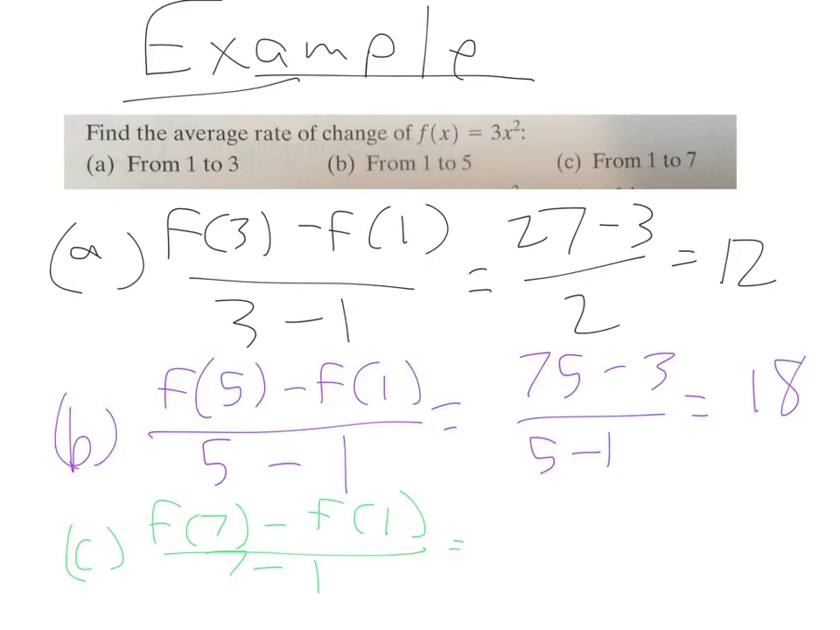Now for part C, you'd have f of 7 minus f of 1 all over 7 minus 1. F of 7 would be 7 squared, which is 49, times 3, which is 147, minus 3 all over 7 minus 1, which is 6. 147 minus 3 is 144, divided by 6 gives you an average rate of change of 24.